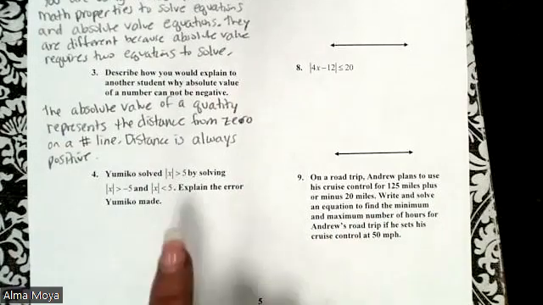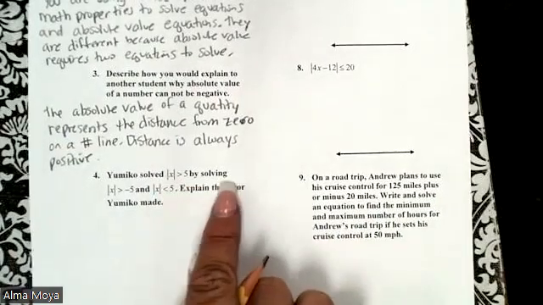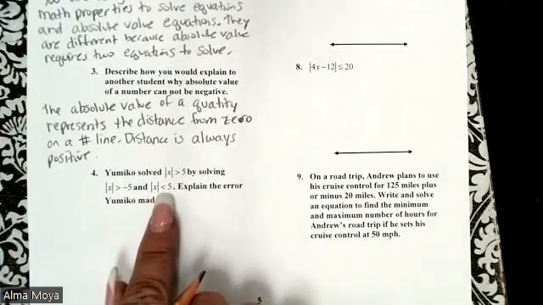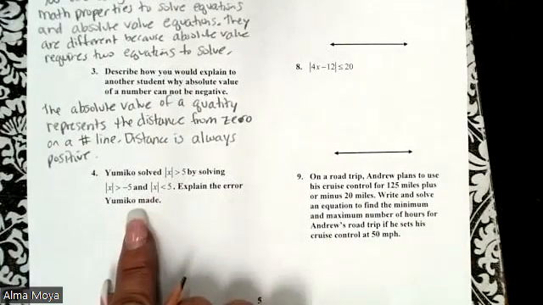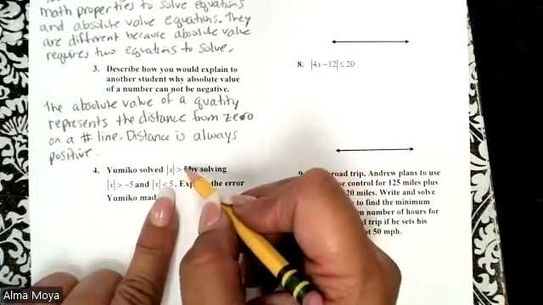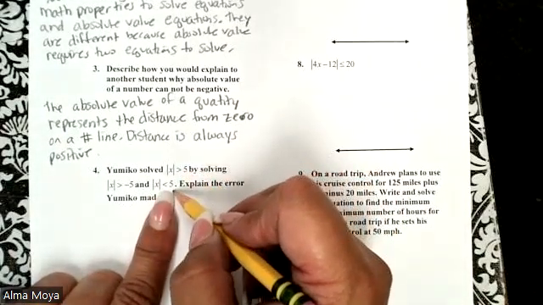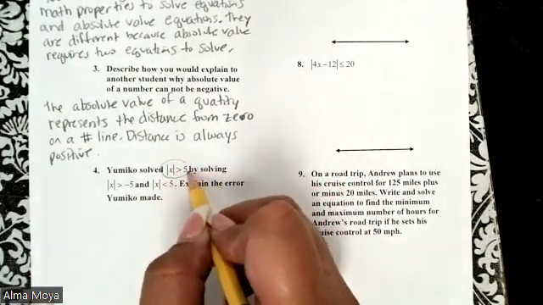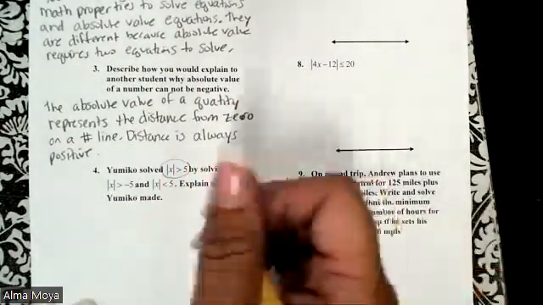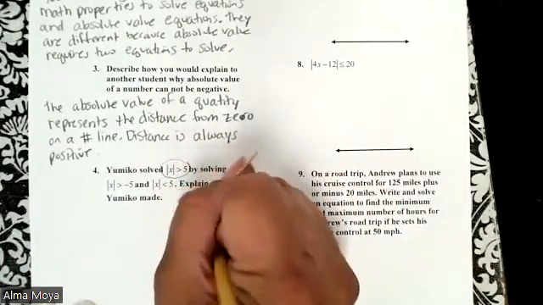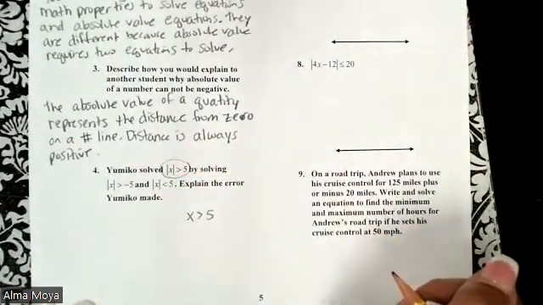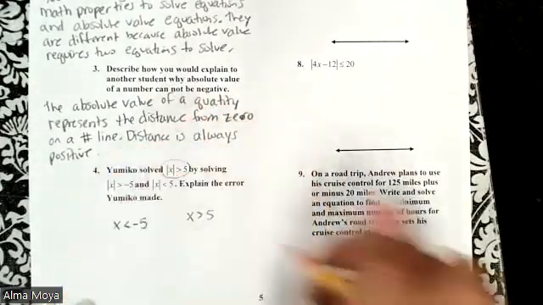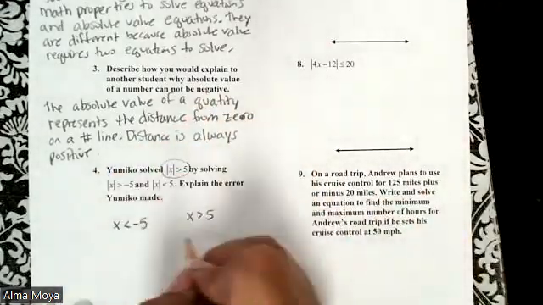Yumiko solved the absolute value of x is greater than 5 by solving absolute value of x is greater than -5 and absolute value of x is less than 5. Explain the error he made. Well, remember when you're doing the positive, you leave it alone. So right here, when you're doing the positive, he should have left it like this. And then when he's doing the negative, that's when you change it to a -5 and you change the inequality symbol. So this is what he should have solved.